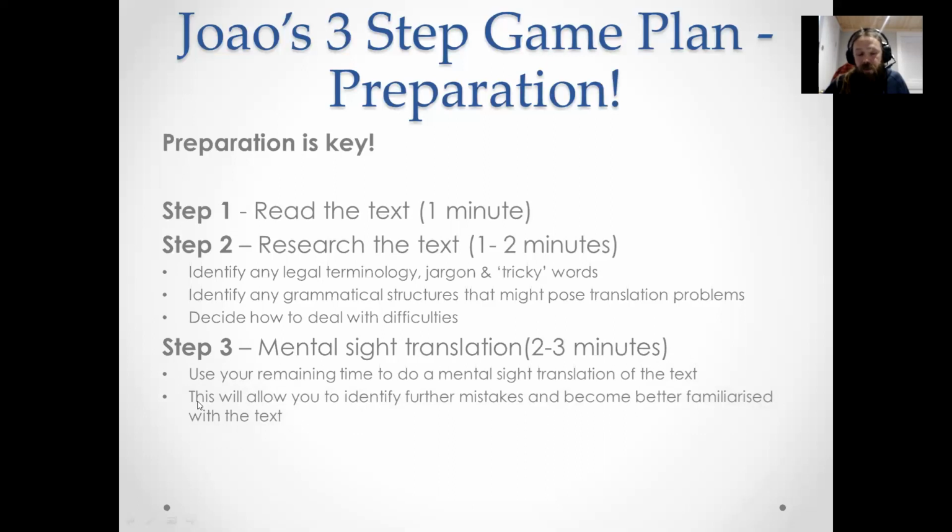This mental sight translation step will also allow you to identify further mistakes. So this is another advantage of doing this mental sight translation. You might have missed something on step 2 that you can then identify just by having a go at actually translating the text. And it's better to identify those problems before you have to do the sight translation for the examiner, as I've already explained.